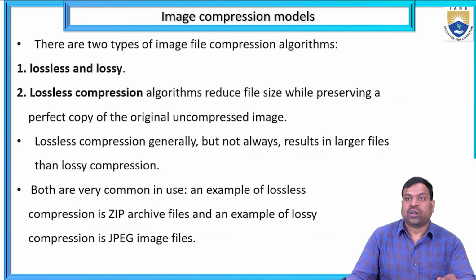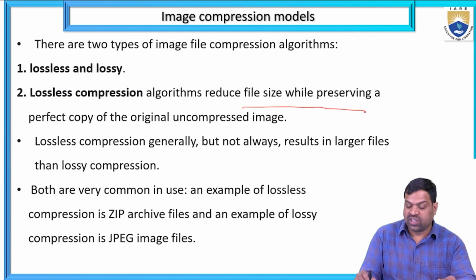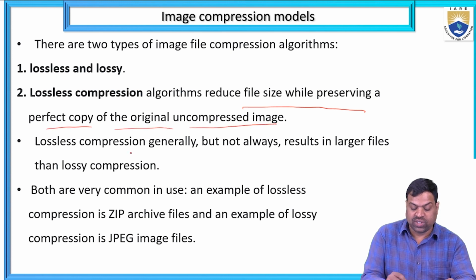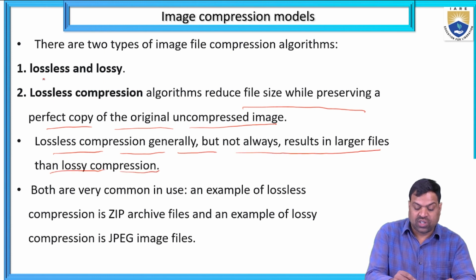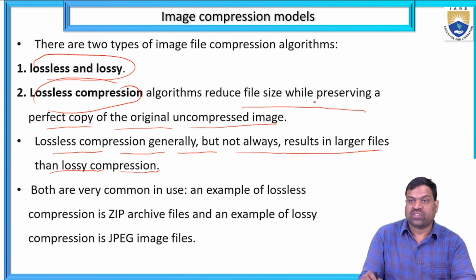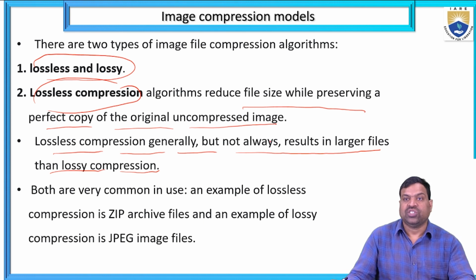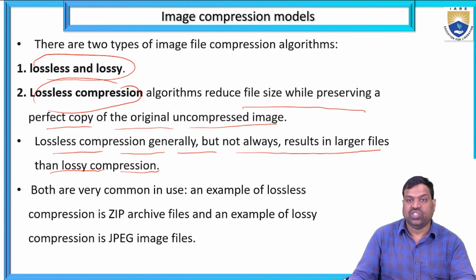There are two types of image file compression algorithms: lossless image compression and lossy image compression. Lossless compression algorithms reduce the file size while preserving a perfect copy of the original uncompressed image. Lossless compression generally, but not always, results in a larger file than lossy compression. Both lossless and lossy compression are very common in use. An example of lossless compression is a zip archive file, and an example of lossy compression is a JPEG file.